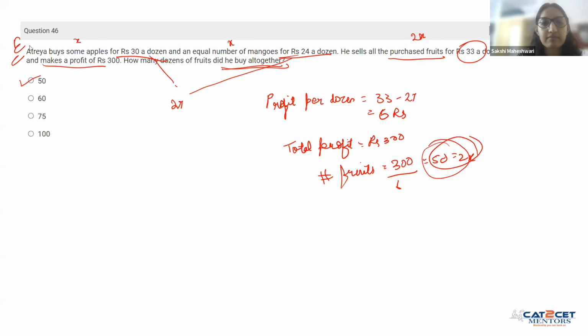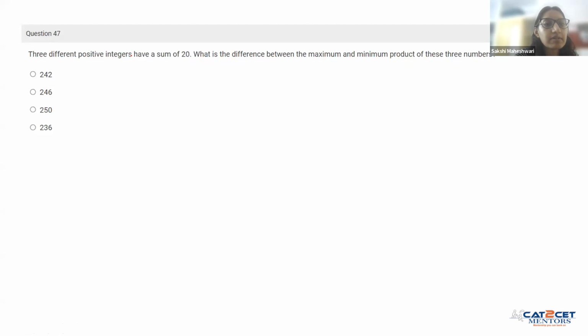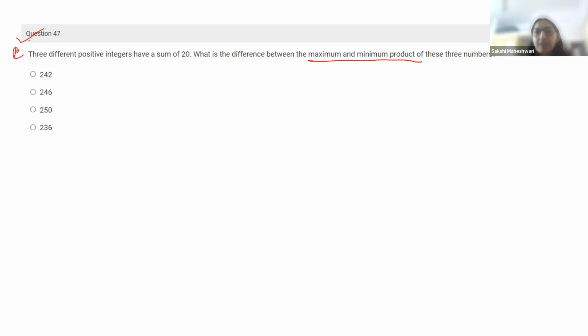Okay, our next question is: three different positive integers have a sum of 20, find the difference between the maximum and minimum product. This is easy if you know that the minimum product is when the numbers are totally different. For example, the three integers can be 1, 2, and 17, which will give the minimum product. And then if I go for, let's do 5, 7, and 8. This will have the maximum product. The smaller the difference between the numbers, the larger the product is. You understand this point?